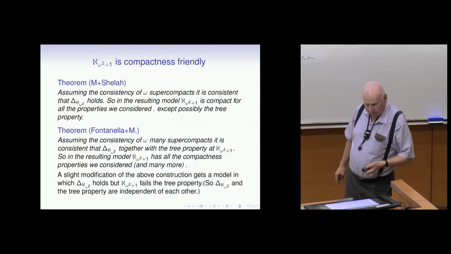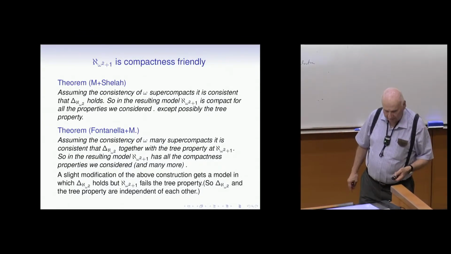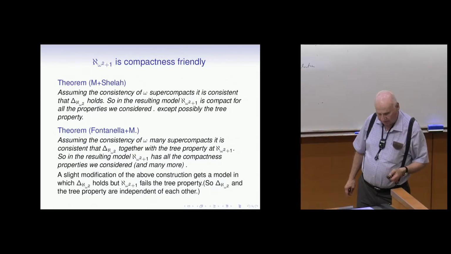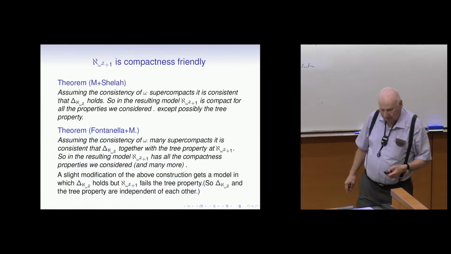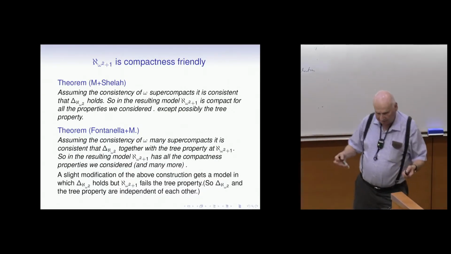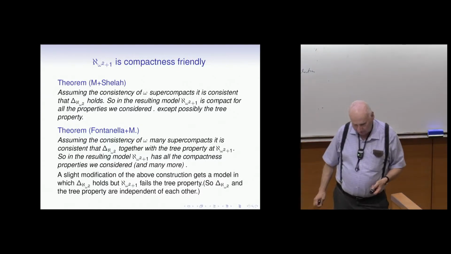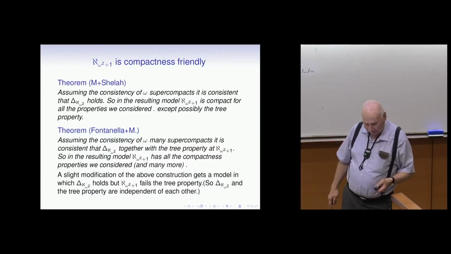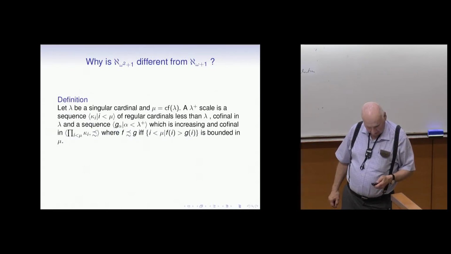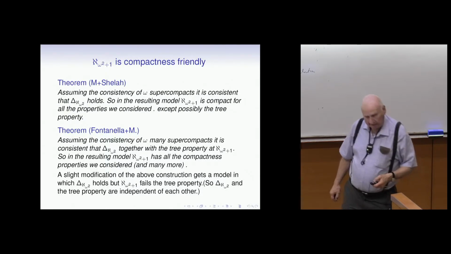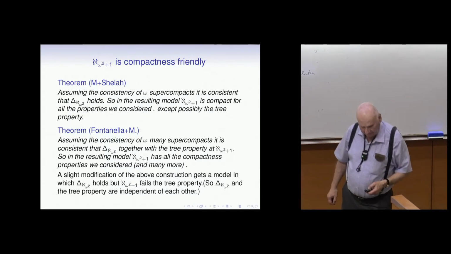A slight modification of the above construction gets a model in which this reflection principle holds, but Aleph Omega square plus 1 fails the tree property. So unfortunately, this reflection principle, this delta, which I wanted to have as something which covers as much as possible, doesn't cover the tree property. So now let's try and see some more finer analysis.